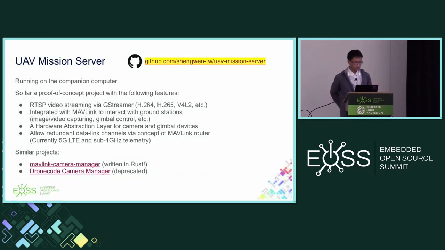So let's go back to our system. We have this reference design as a proof of concept project. It supports RTSP video streaming using GStreamer. It integrates with MAVLink to interact with ground stations to support image capturing, video capturing, gimbal control, and camera control. We also attempt to implement hardware abstraction layers for the camera and gimbal devices, since there are many different interfaces like USB, UART, Ethernet, and many more. This system also allows redundant data links using the MAVLink router we just introduced. Currently, we implement with 5G LTE and sub 1 gigahertz radio telemetry.